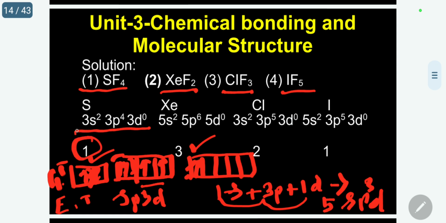Please let me repeat again. 3s2 3p4. But here bond formation is 4 covalent bonds. So 4 bonds need 4 unpaired electrons. So one of the p electron pairs gets excited, moving to the d. So sp3d: 1 s, 3 p, 1 d, 1 plus 3 is 4, plus 1, 5, sp3d. That means in the corresponding 3s 3p 3d, 3s2 lone pair is present. I hope that is clear? So in SF4, one lone pair is present.